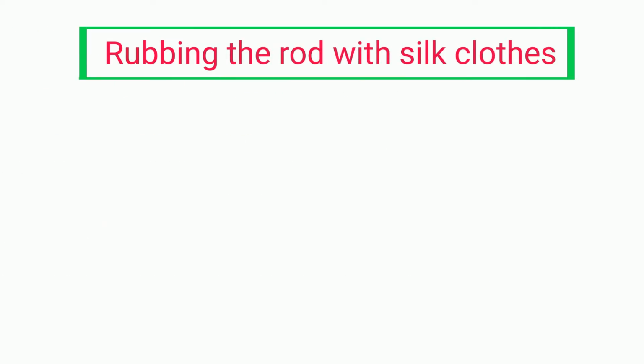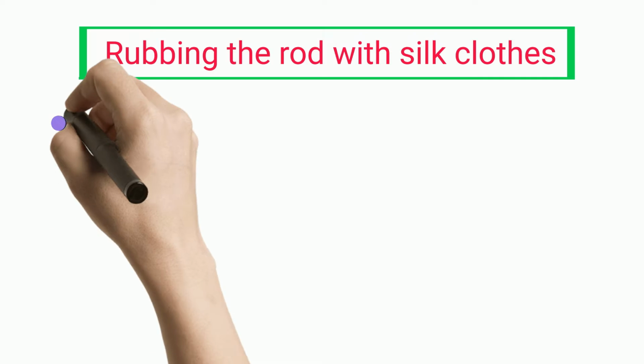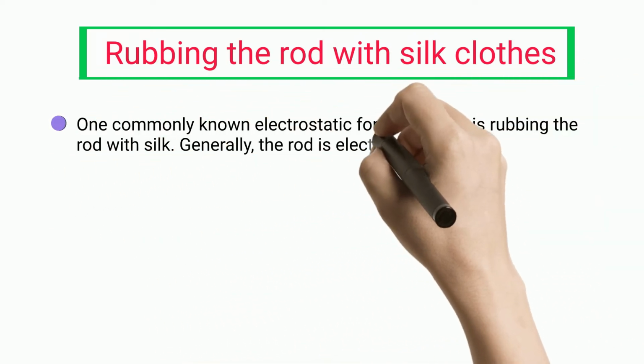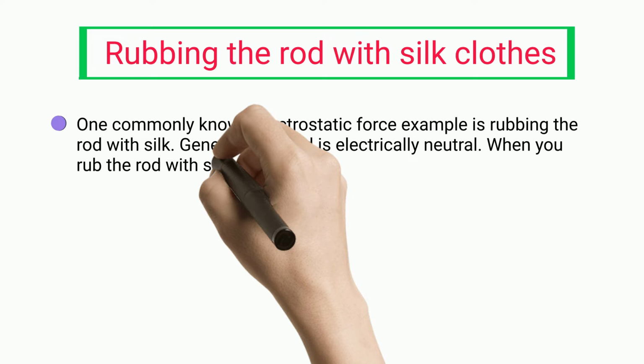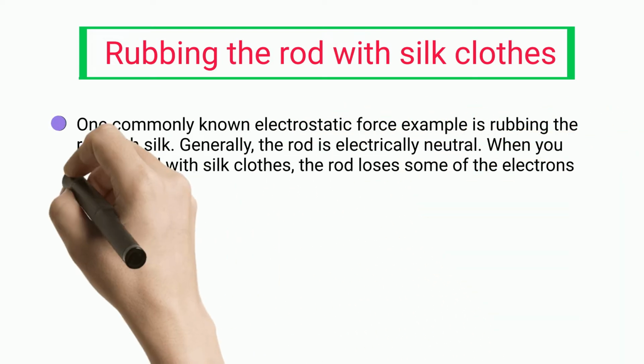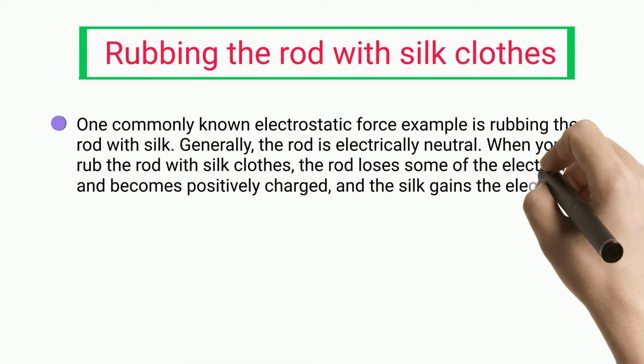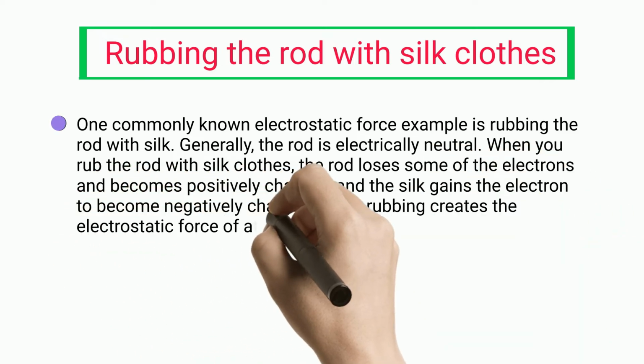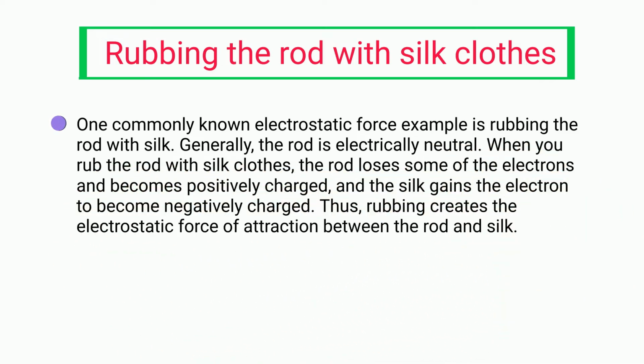Rubbing the rod with silk clothes. One commonly known electrostatic force example is rubbing the rod with silk. Generally, the rod is electrically neutral. When you rub the rod with silk clothes, the rod loses some of its electrons and becomes positively charged, and the silk gains the electrons to become negatively charged. Thus, rubbing creates the electrostatic force of attraction between the rod and silk.